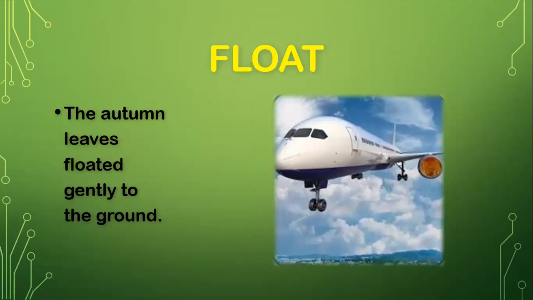Float. Thank you, Ariana. Very good. Float. In this case, the autumn leaves floated gently to the ground. The autumn leaves floated gently to the ground. Remember, leaves are something that belong to the trees. For example, in this month, it's autumn. In the United States, at this season, they call it autumn. All right.